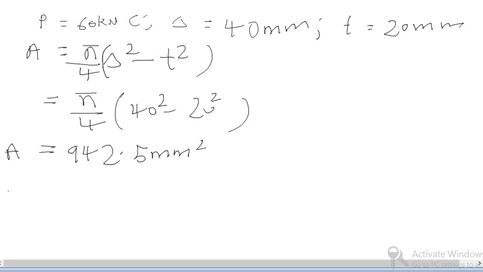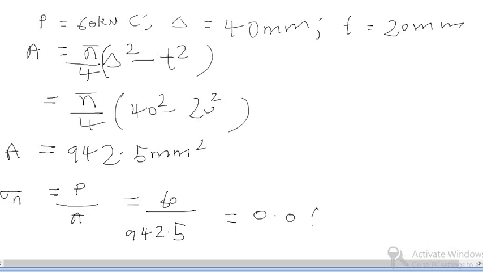For us to get the normal stress, it is always equal to the normal force over the cross-sectional area. So the normal force is 60 kN over the area, which is 942.5, which is equal to 0.064 kN per millimeter square. So this is the stress, and that is the solution.